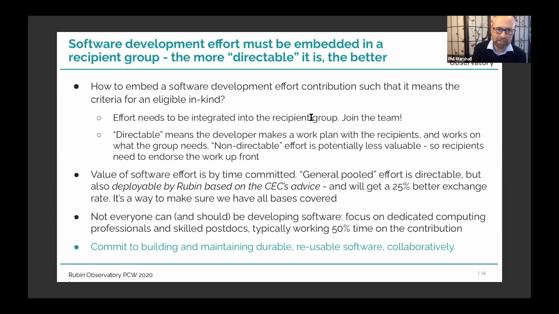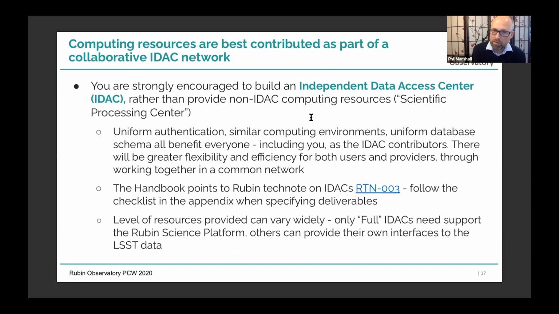We've got 10 minutes left, I think. There's 3 more questions. Let's keep going, Greg. So, next type of category, we have the computing resources. A number of you are looking at making independent data access centers. In fact, we're strongly encouraging those of you with computing resources to contribute your resources in the form of an IDAC. The alternative is a so-called scientific processing center where you don't enable Rubin authentication. That's likely to be less value, both to the community and to you, I think.